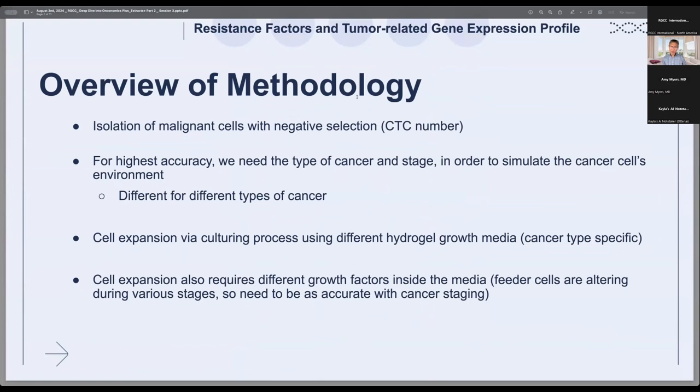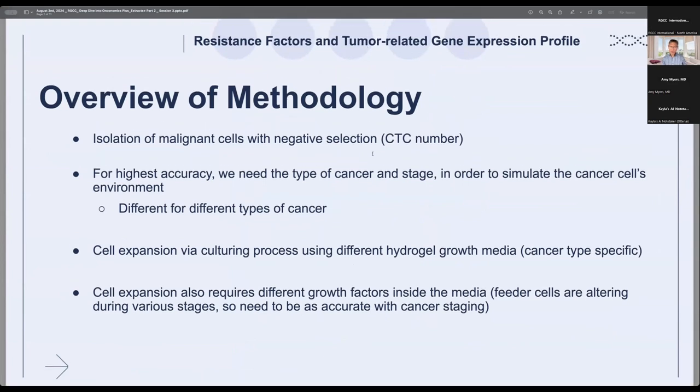Okay, so as you understand, remembering that to perform the Onconomics, they have to isolate the malignant cells with negative selection to determine the true CTC number, and then basically in order to have the highest accuracy of these results, to simulate the cancer cells' environment, we need to have the diagnosis as close, as specific as possible, to this patient's cancer. So sometimes it's not available.